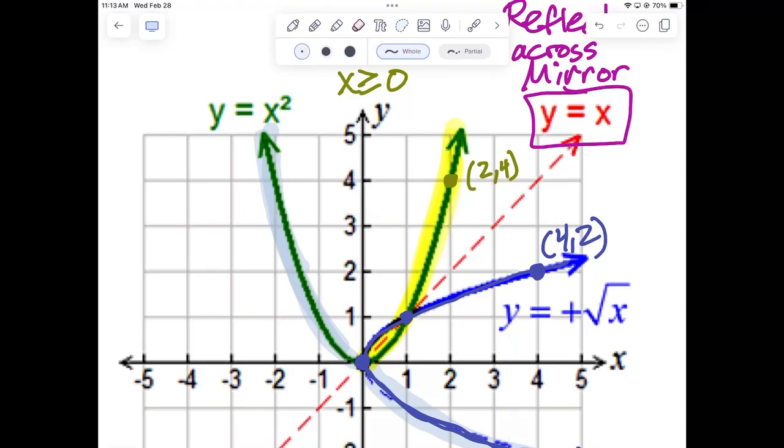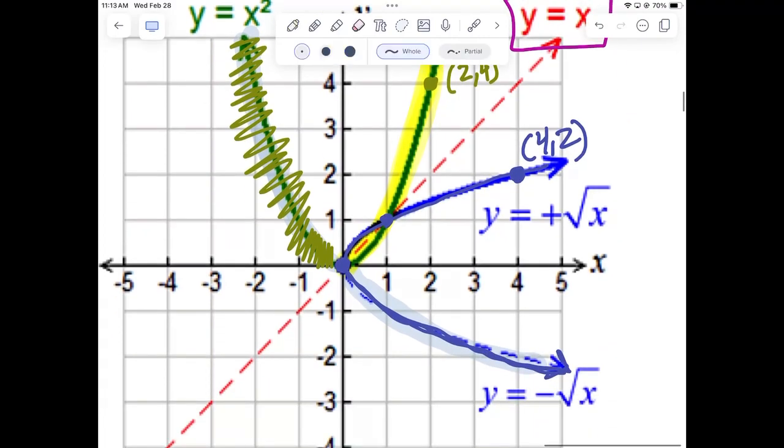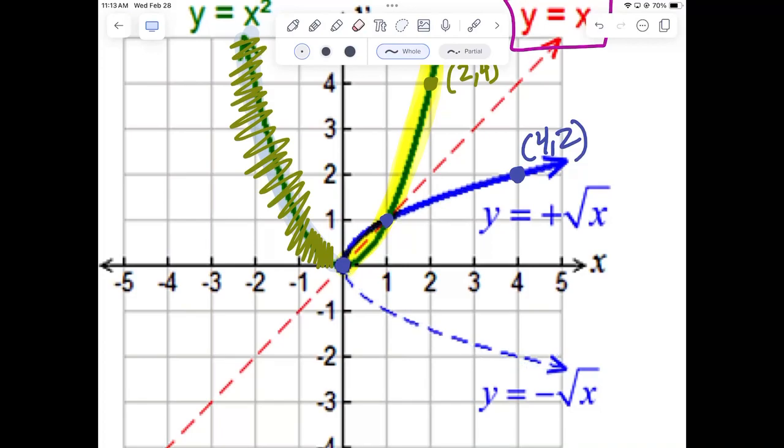So again, we would restrict it, and most people choose positive. We would only look at non-negative pieces. So we do want to include 0. X can be greater than or equal to 0. And when I do that, I do not get the entire blue graph. I get the part of the blue graph that's not dotted. Okay?